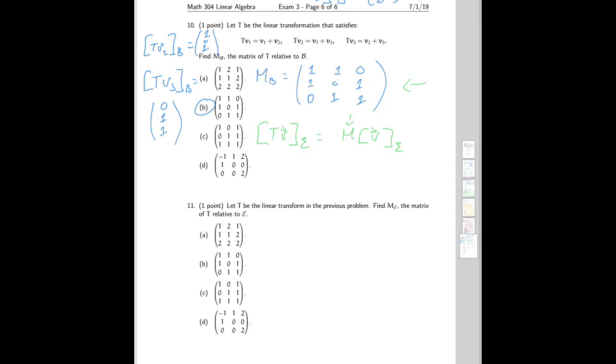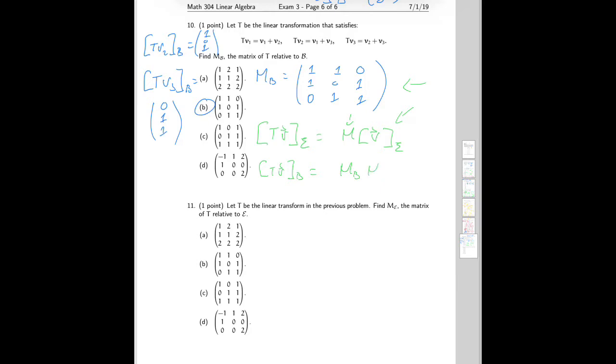Okay, we want to find this matrix M. So how can we do this? Well, all we have is the matrix M sub B so far. So the equation that we know so far is that the coordinates of T v in the B basis is equal to M_B times the coordinates of v in the B basis. But we want to put in the E coordinates of the vector.